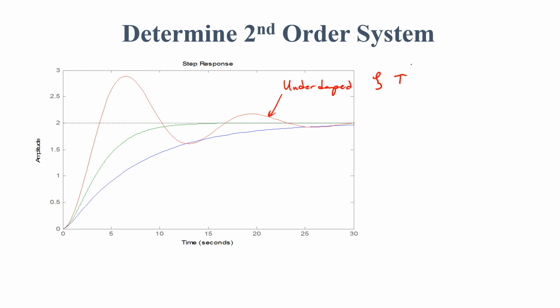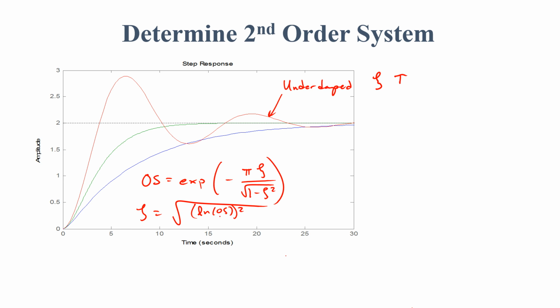First of all, we need to look at some of our equations from before. We have overshoot equals the exponential of negative pi zeta over the square root of 1 minus zeta squared. If it's rearranged, we have zeta equals the square root of the natural log of overshoot, squared, over pi squared plus the natural log of overshoot, squared as well.